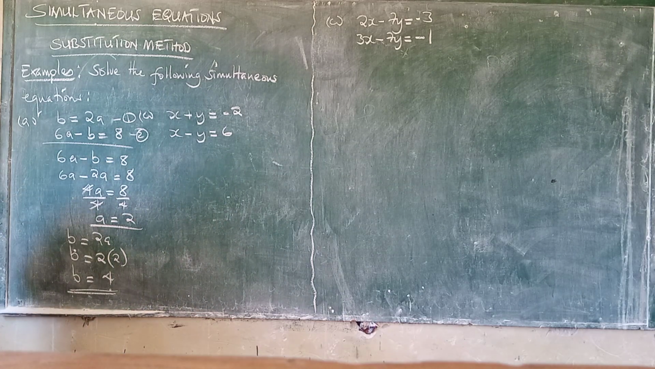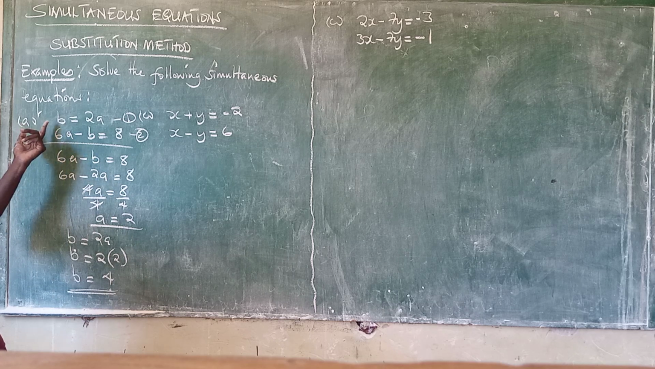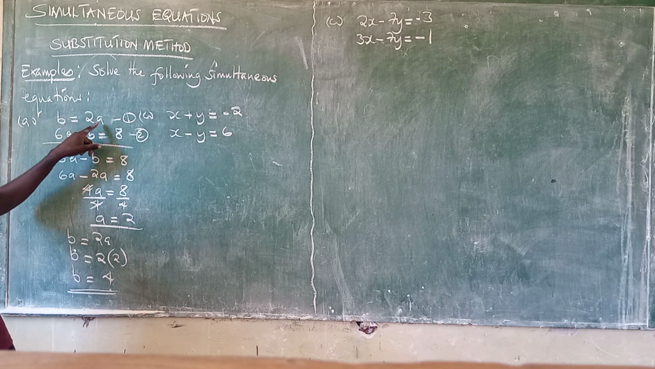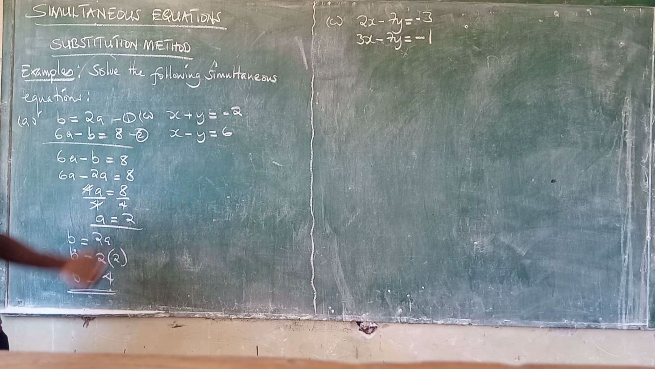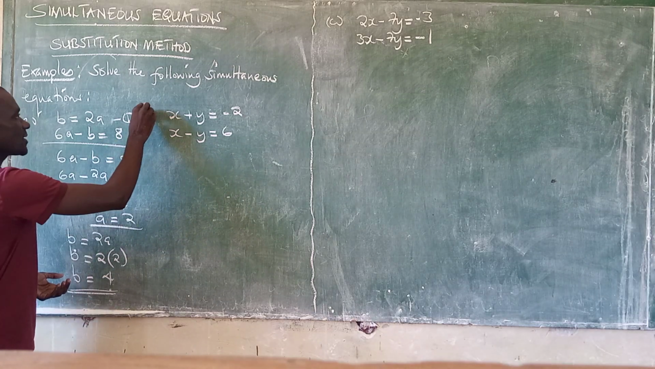So that is our answer. Our a is 2, and then our b is 4. If you put here, where you say b is 4, you put 2 here, 2 times 2 is also 4. Or you can use the bottom one to prove, and it will still give you the answer. So we go to part B, not C, but B.